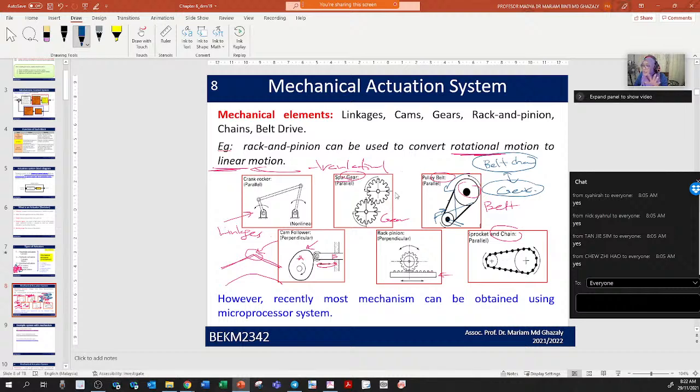But the answer is actually that the difference between gear and belt or chain drive system is the distance. In a gearing system, the gears need to be touching each other. From one gear to another gear, it needs to be touching.